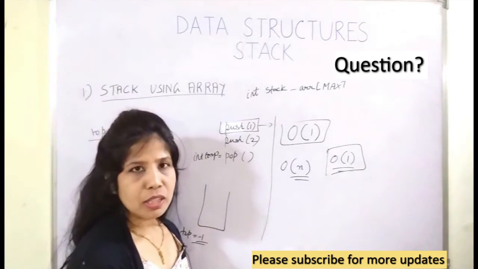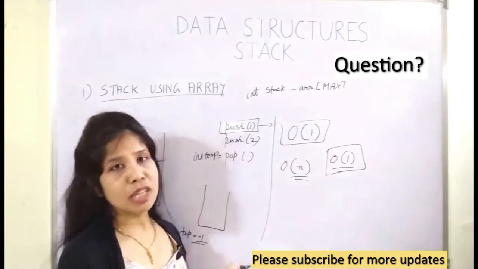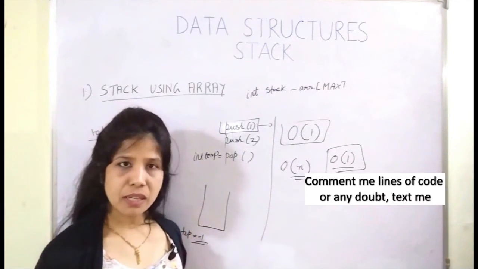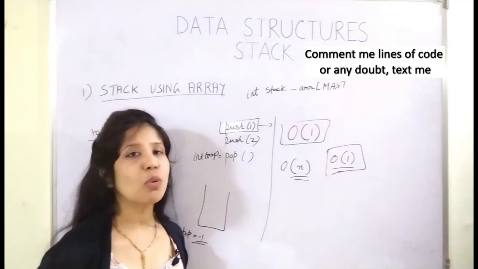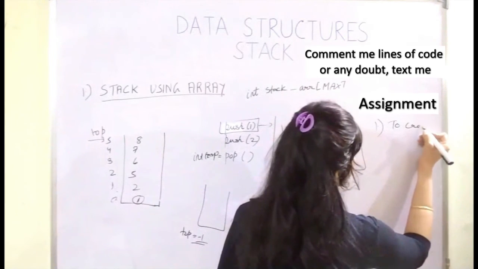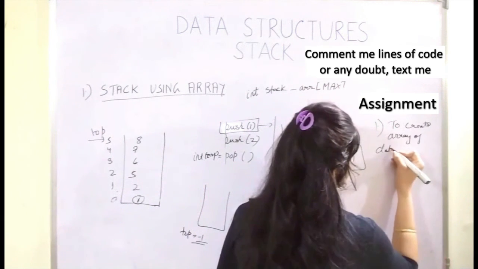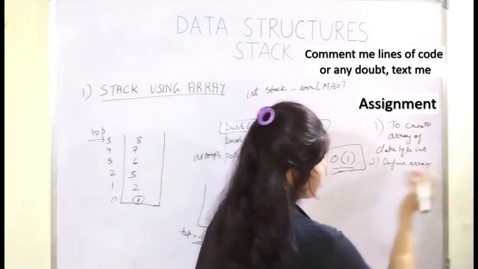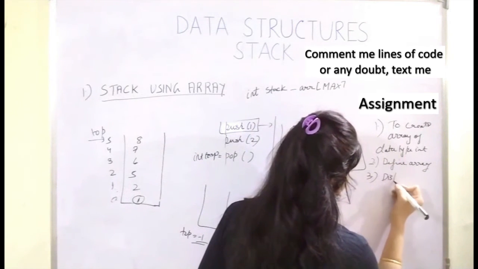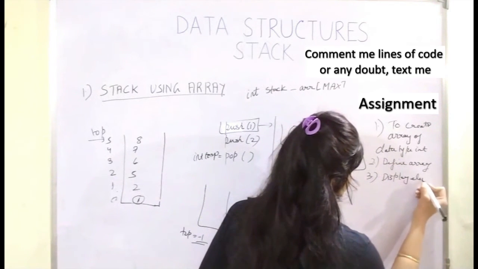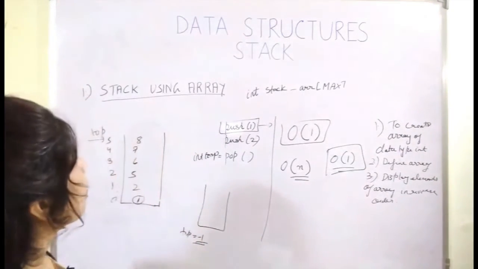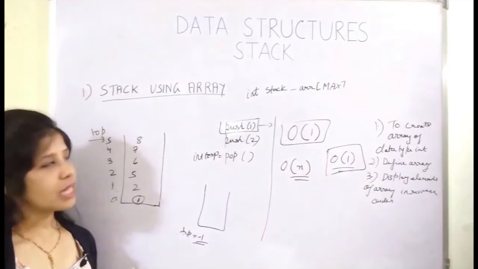Even if you are not running the program, simply write what instructions you feel are required if you are creating the array, defining the array, and printing the elements in the reverse order. So the program: create an array, define the array, that is, initialize it with the values, and display the elements in reverse order. So let's come back and see in short stack using the linked list.